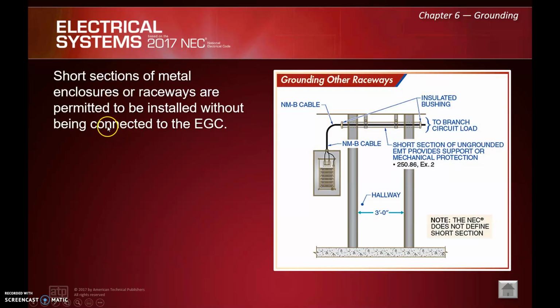Short sections of metal enclosures or raceways are permitted to be installed without being connected to the equipment grounding conductor, they're going to tell us here. This gives relief from the grounding to those installations in which the enclosure or raceway is merely used to provide support or mechanical protection. However, the term short section is not defined. So this could lead to some confusion in the field, and more importantly, some installations that pose a threat to life safety. So this one's going to come down to the AHJ, the authority having jurisdiction. But by code, we don't technically have to ground this guy in this case, right? It's just kind of a sleeve.